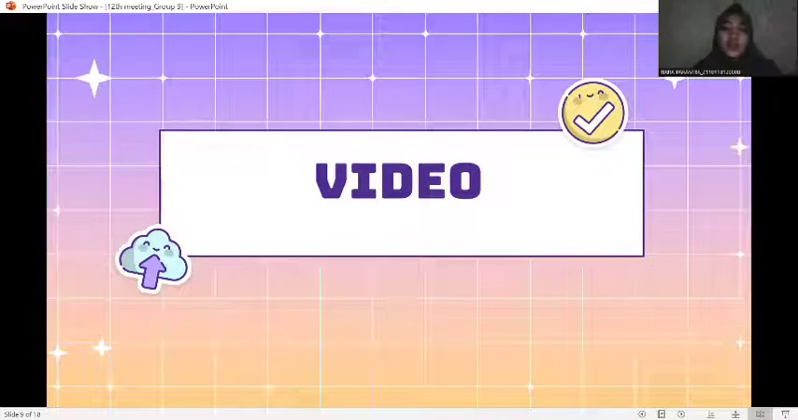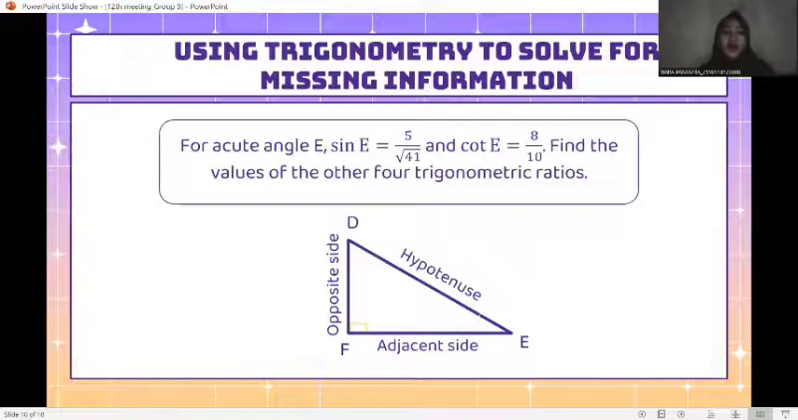Okay, the next material is a video: using trigonometry to solve for missing information. For acute angle E, sine E equals 5 divided by root of 41, and cotangent E equals 8 divided by 10. Find the values of the other four trigonometric ratios. We can draw a picture here, triangle DEF. DE is the hypotenuse, EF is the adjacent side, and DF is the opposite side.